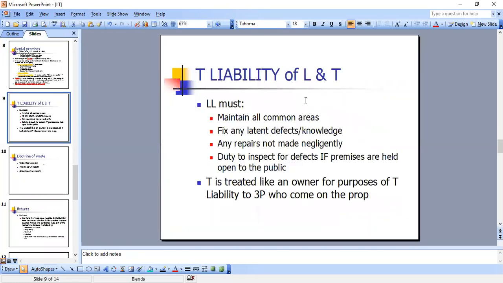Tort liability of landlord and tenant. The landlord must maintain all common areas and fix any latent defects. We talked about that. He must have knowledge of them. Any repairs must not be made negligently. There is a duty to inspect for defects if the premises are held open to the public, okay?